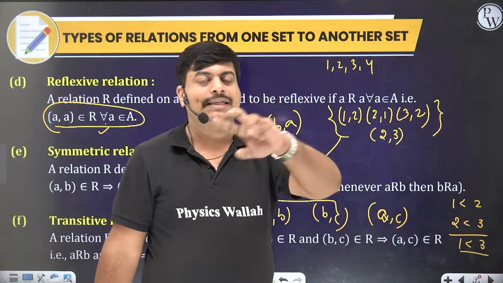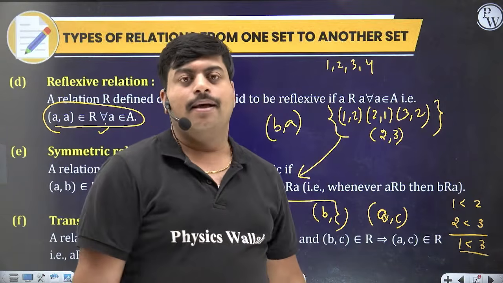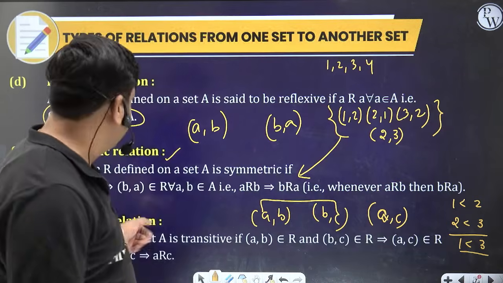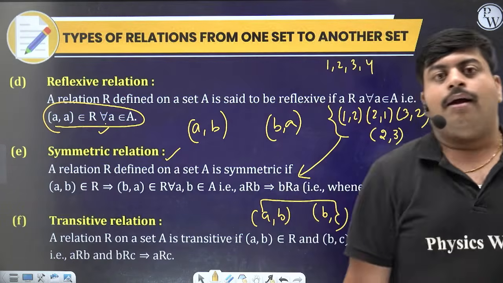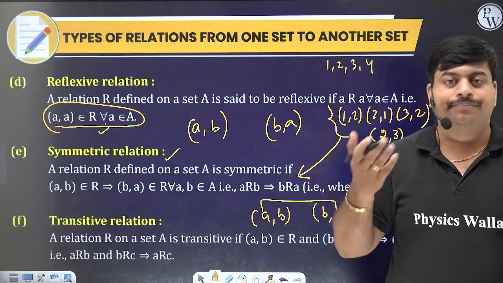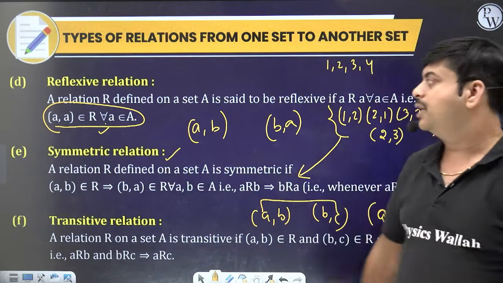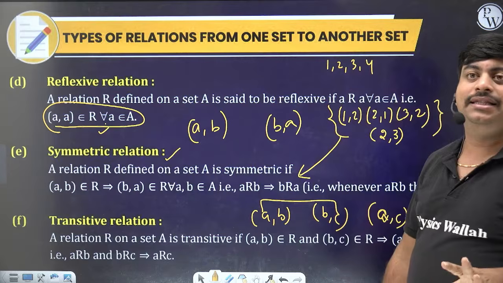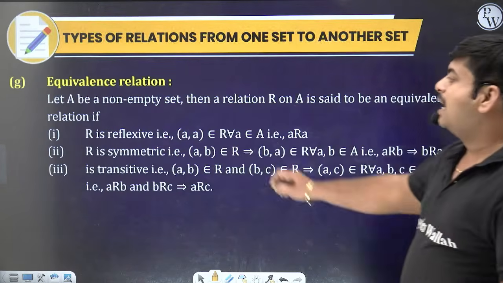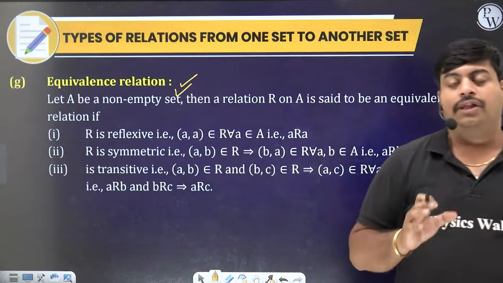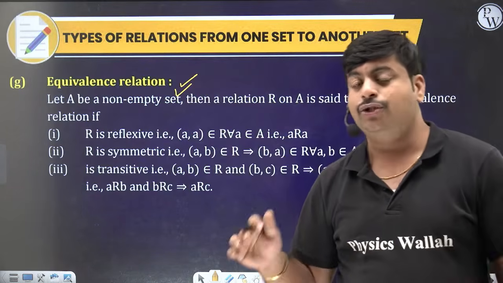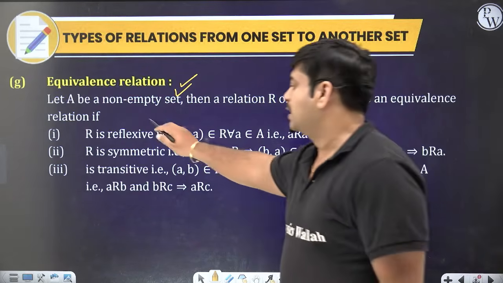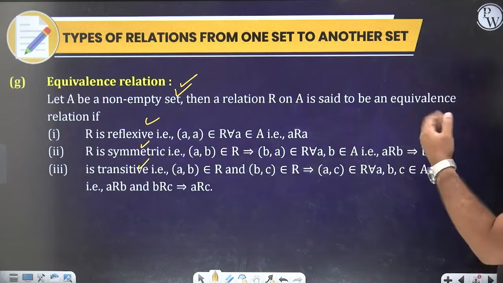If AB is there, BC is there, A comma C should be there, but not always. Not always will this property be valid. Not always is a relation reflexive, not always symmetric, not always transitive. It depends on the given question, on the given sets A and B. But if a relation happens to satisfy reflexive, symmetric, and transitive, without any doubt we can say that it is an equivalence relation. It should satisfy all 3: reflexive, symmetric, and transitive. Then we say it is an equivalence relation.